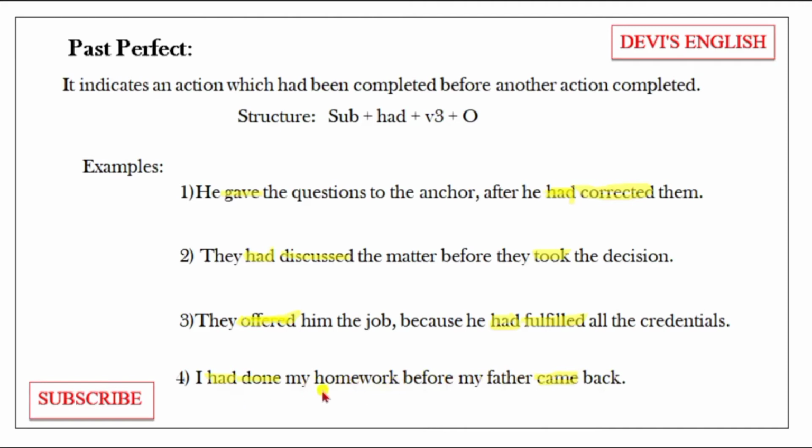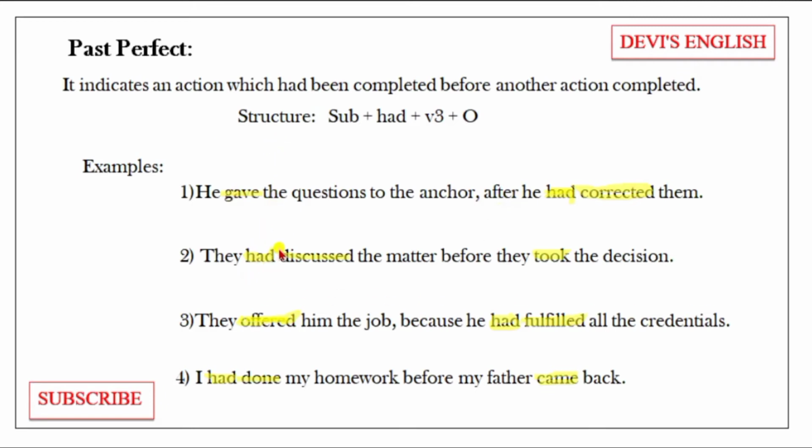So here one action is a completed action, another action is an earlier past action. Then we are constructing past perfect tense. You must and should keep it in your mind: before, after, because these types of keywords we are using. When also we are using when we construct past perfect tense.